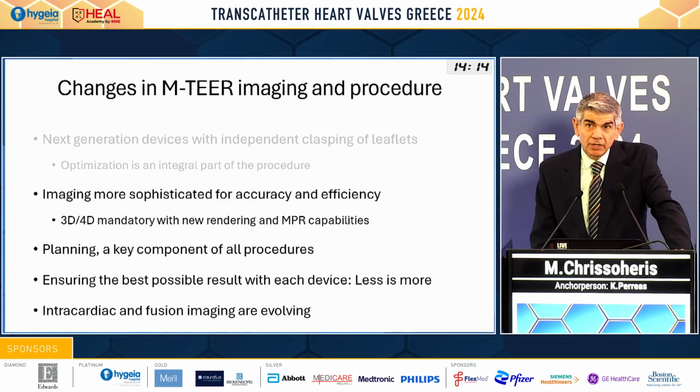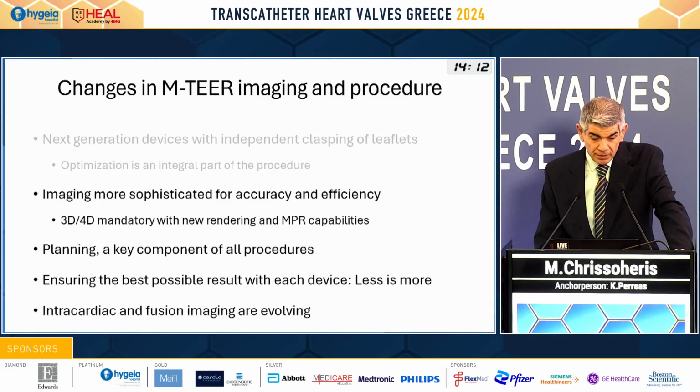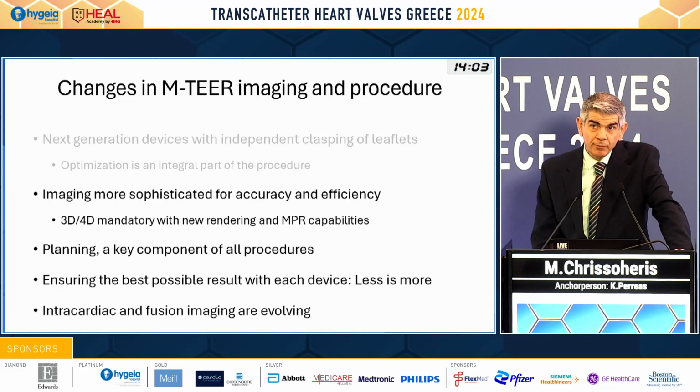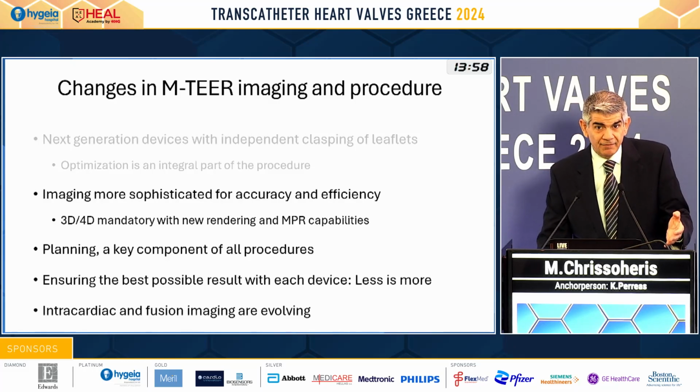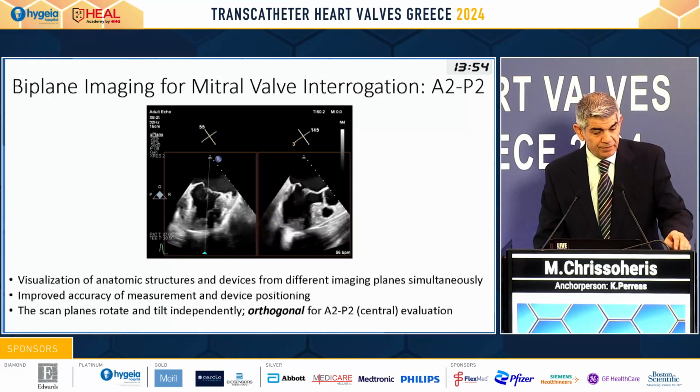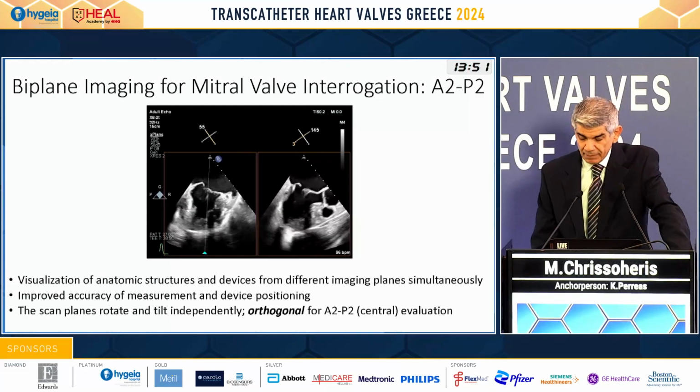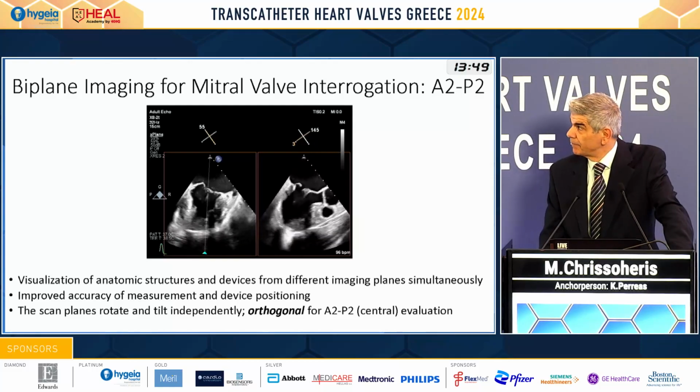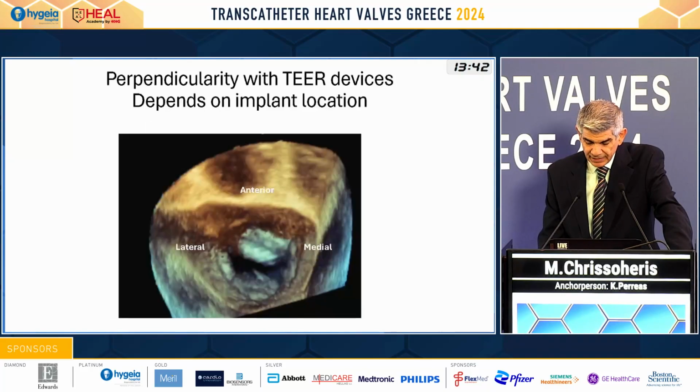In particular, imaging has also evolved tremendously over the past few years, especially with novel 3D and 4D modalities, as we will see shortly. This allows us to plan our procedures very carefully before we start, in a way similar to how we plan TAVI using CT. We plan TEER using our echo images. One of the basic modalities is biplane imaging with orthogonal 90-degree angulations, which has worked very well at the center of the valve, the A2P2 area, very nice to see.